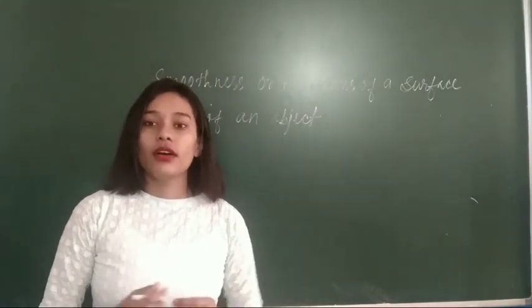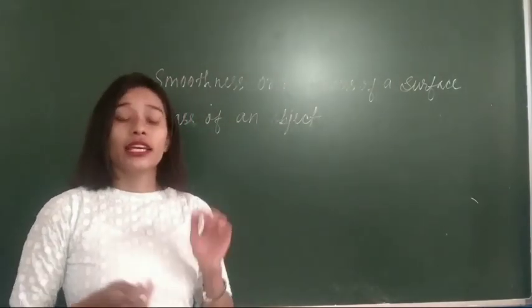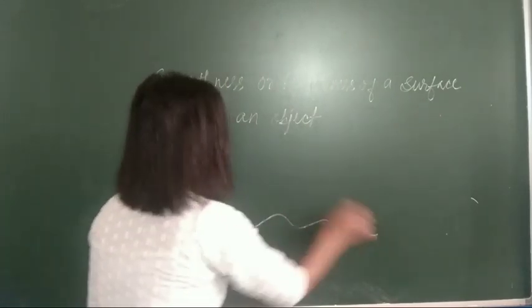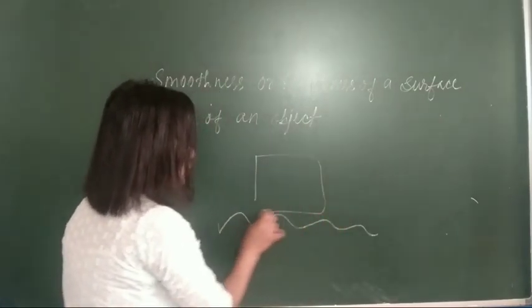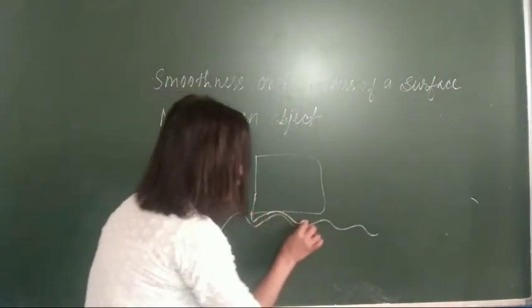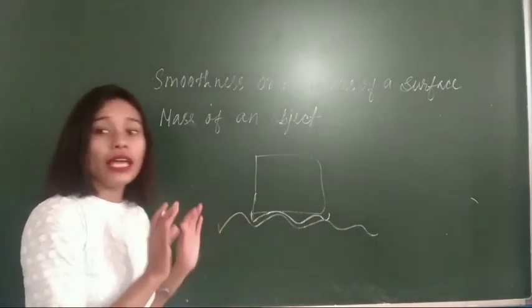Now you see, friction depends on the mass of an object also. If the mass of an object is heavy, what will happen? Suppose this is the surface and the mass of the object is heavy. It will press the surface. As a result, the interlocking will be more. And to break this interlocking, we need to apply more force.